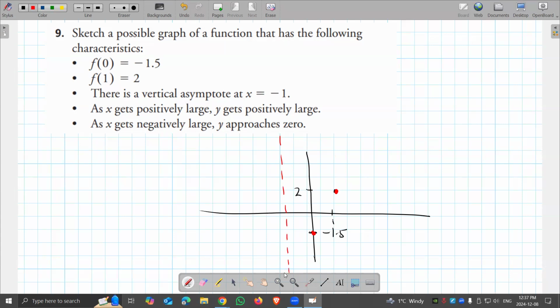As x gets positively large, y gets positively large. So these are your end behaviors. As x goes to positive infinity, y goes to positive infinity. That's a big hint. Basically, what they're telling you is on this side of the plot, you'll be somewhere up there. And on the other side, as x goes to negative infinity, y is going to go to 0. So on the right side, we end up somewhere here. On the left side, we end up somewhere here. y approaches 0 means y will never be exactly 0, but it'll try to get there. So overall, it just says sketch a possible graph, so it'll look like this.